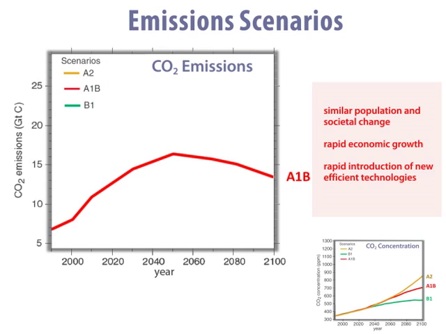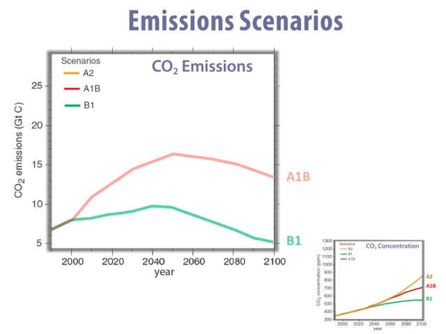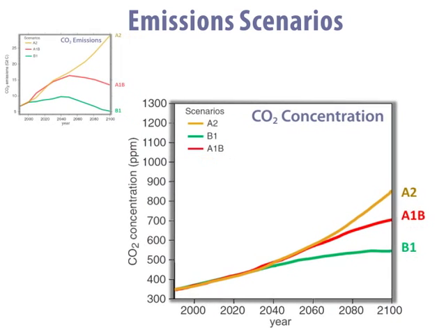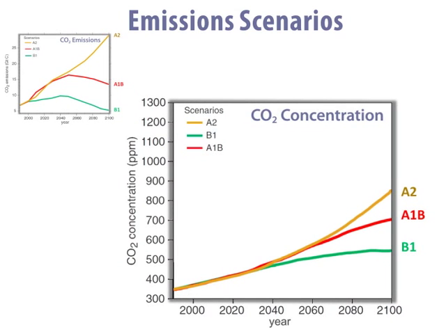On the other hand, under the B1 scenario, the green curve, with overall lower emissions, peaks a bit earlier than the A1b scenario, dropping to below 1990 levels by the end of the 21st century. B1 describes a world in which global population peaks in the mid-21st century. There is social and economic convergence among regions, and rapid change towards a service and information economy. The lower chart shows the effect of CO2 emissions on the concentration of carbon dioxide in the atmosphere.